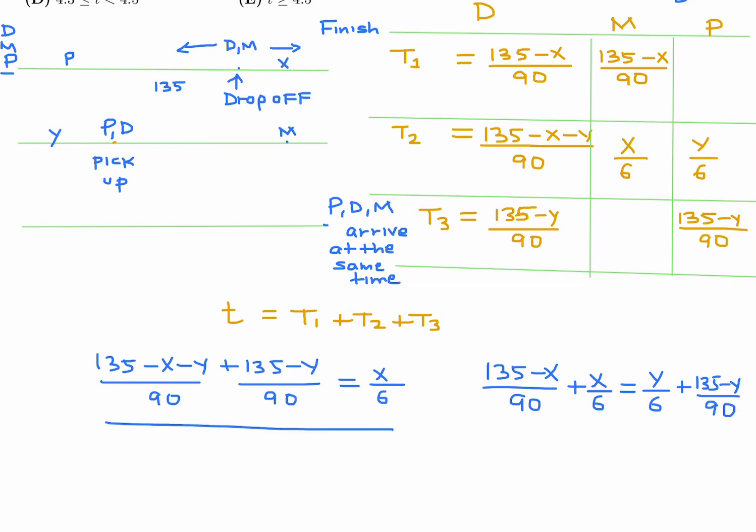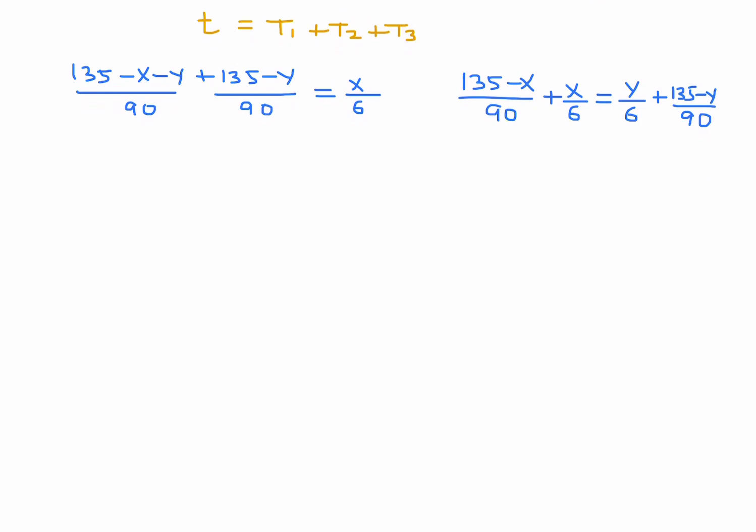So there we go. We got two equations, two variables. We can now solve for x and y. So let's proceed, and then we can come back and figure out the time, which is right here. Well, this equation, let's start with that one first. Let's multiply through by 90. That will get rid of the fraction.